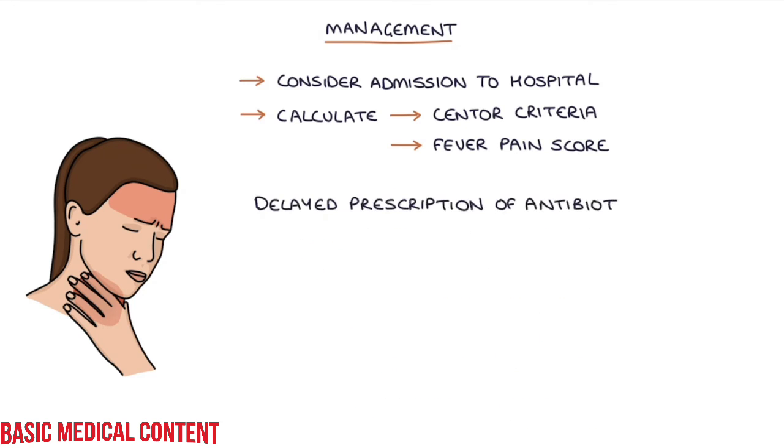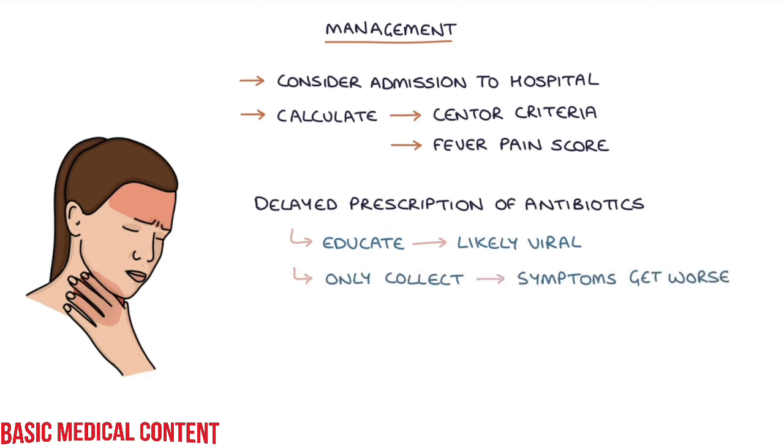Delayed prescriptions of antibiotics can be considered. This involves educating patients or parents about the likely viral nature of the sore throat and prescribing a prescription to be collected only if the symptoms get worse or do not improve in the next 2 to 3 days.